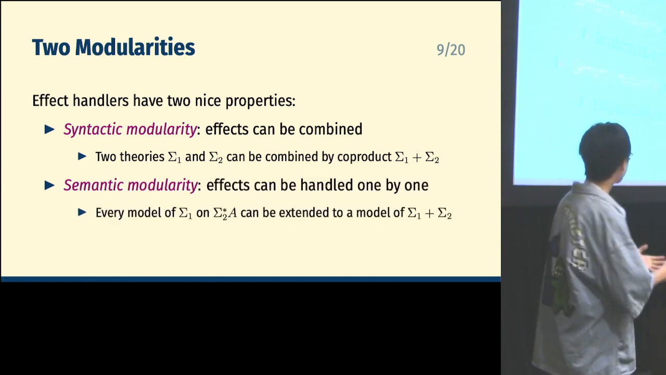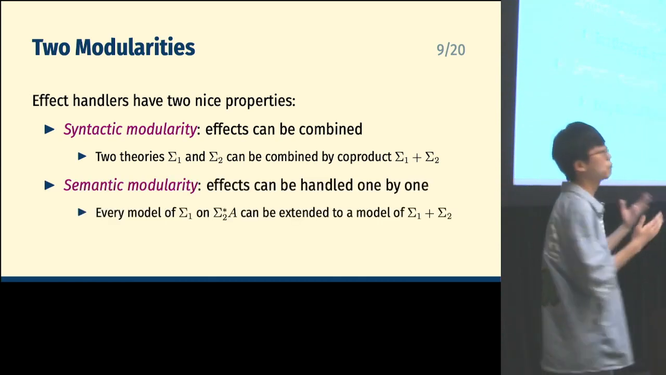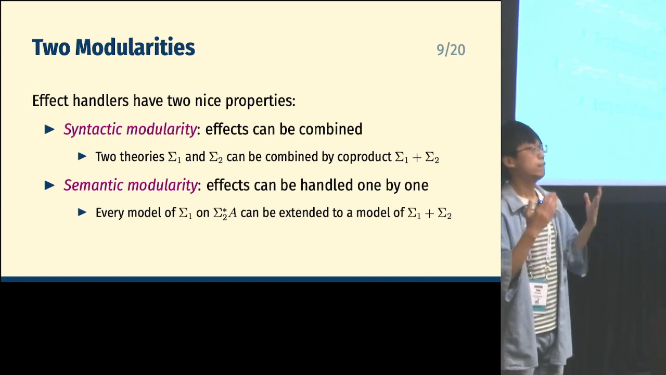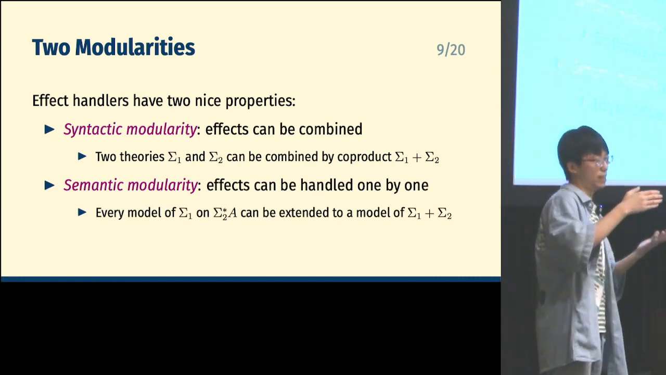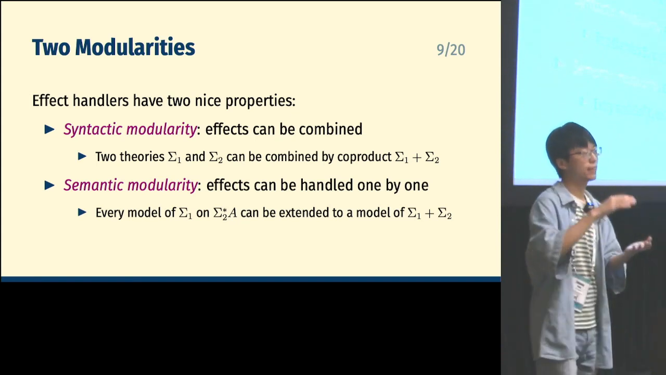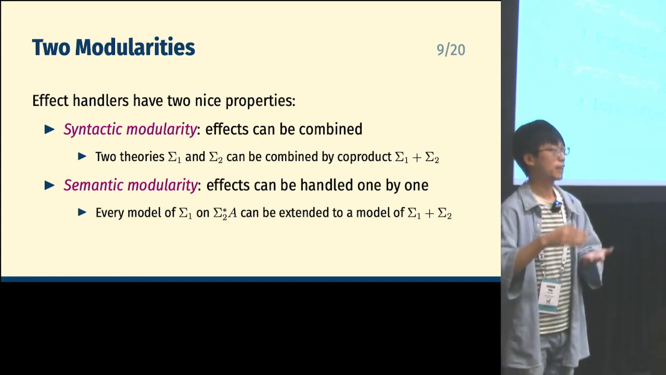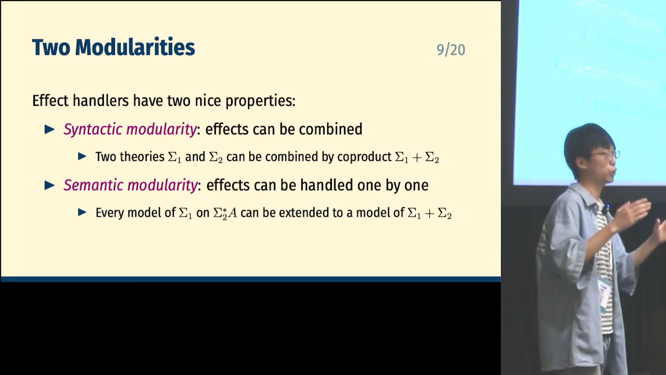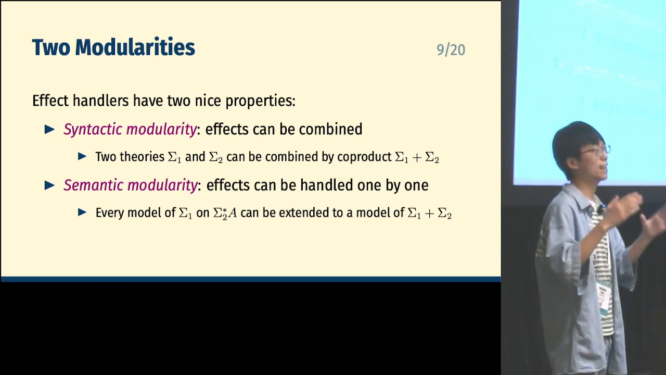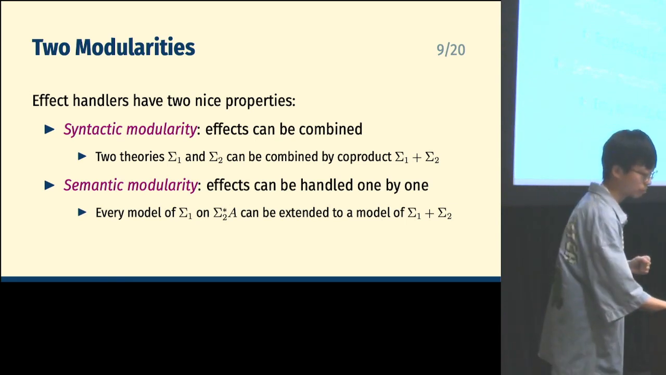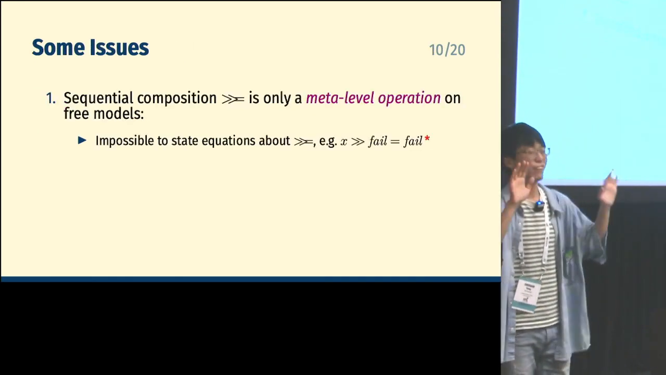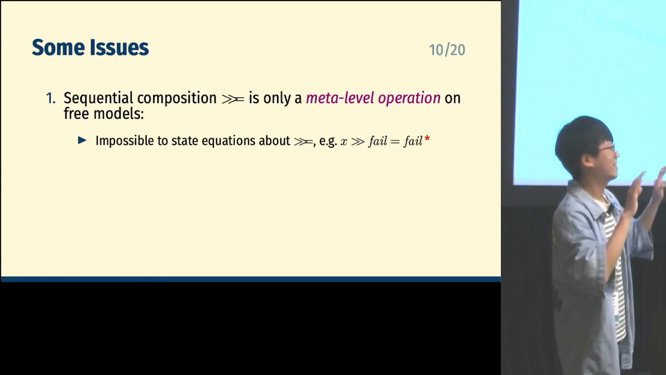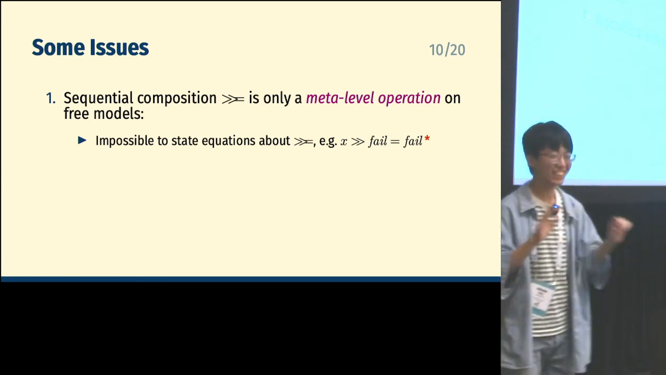And another thing is what I'm calling semantic modularity, which means effects can be modularly handled. So if a program invokes operations from both sigma 1 and sigma 2, then we can first handle sigma 1 operations and leave sigma 2 unhandled. Yeah, so far I've just finished with my mini lecture on the history of modeling computational effects.